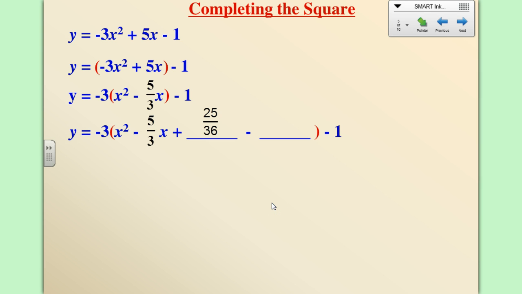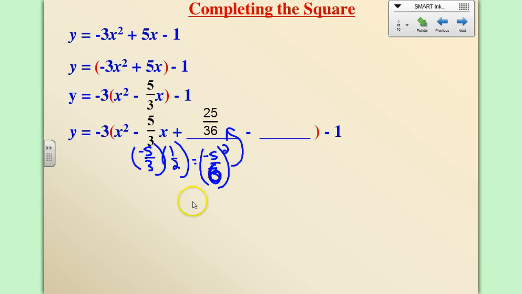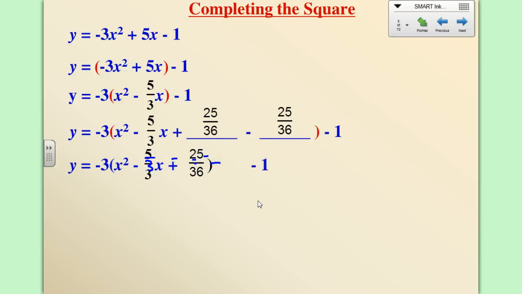So let me just remind you why. -5/3 got multiplied by a half, and that's going to equal -5/6. And so once you squared that, it became the number you were looking for, 25/36, and then you subtract it as well because you can't have just addition. You must basically maintain the integrity of this. So we add and then we subtract it. Okay? Now we finish off our work.